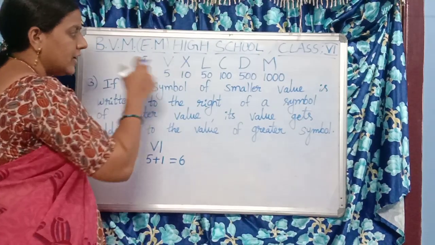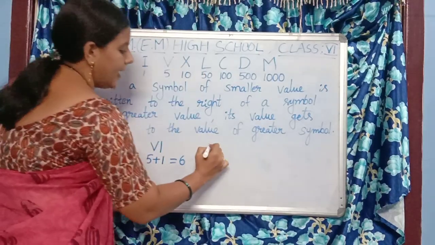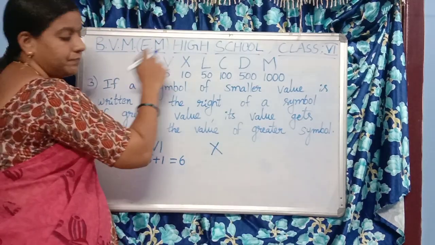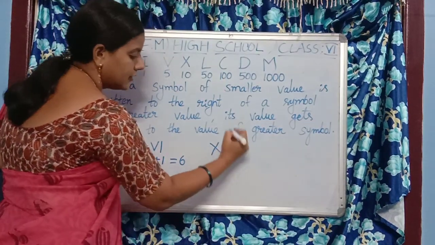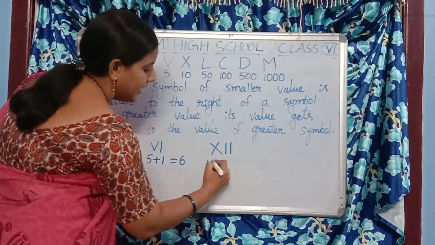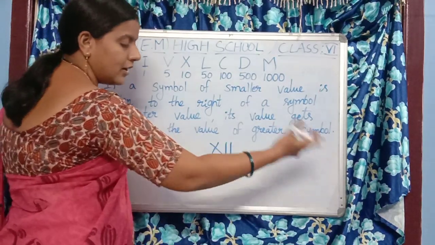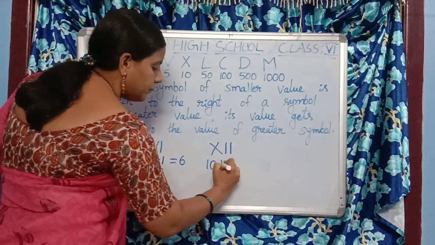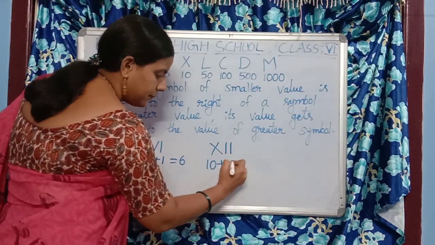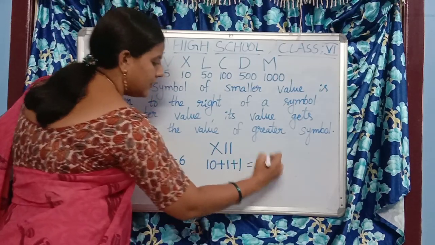Another example. Comparing I and X, what is the bigger one? X. X represents 10, and I means 1. Next, repeated I. X is the greater symbol, and the smaller symbol is written on the right side of the greater symbol, so it should be added. Ten plus 1 plus 1 is 12.